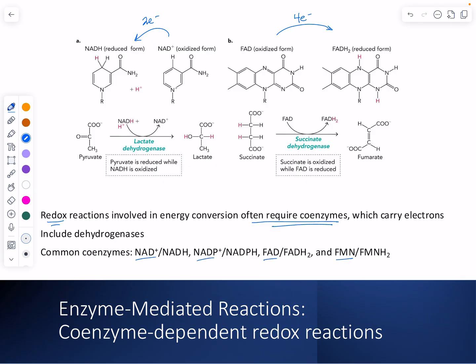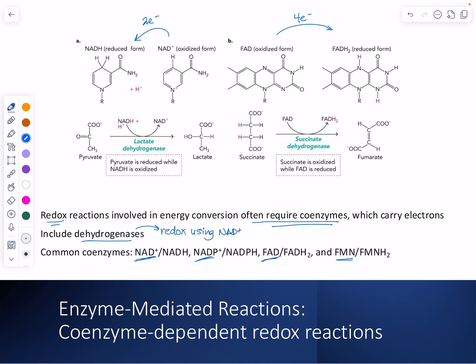So FAD is flavin adenine dinucleotide. FMN is flavin mononucleotide. NAD is nicotinamide adenine dinucleotide. And NADP is the phosphorylated form of that. So here are some examples. Again, dehydrogenases. That word is an indicator to you that redox is going to be happening, okay? And redox using NAD, okay?